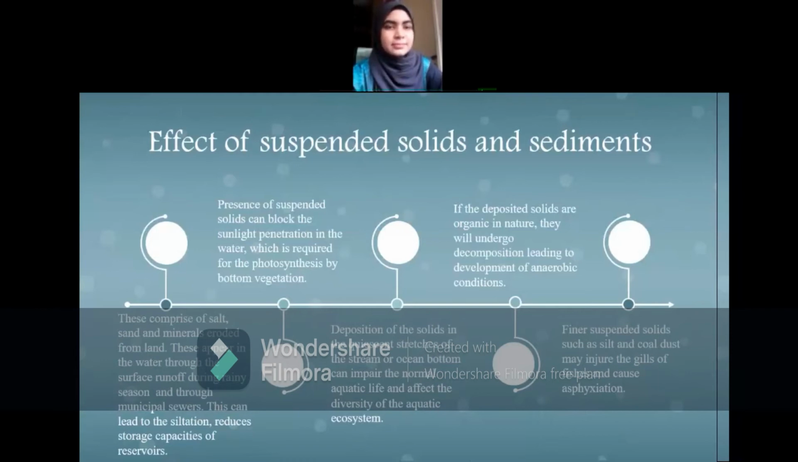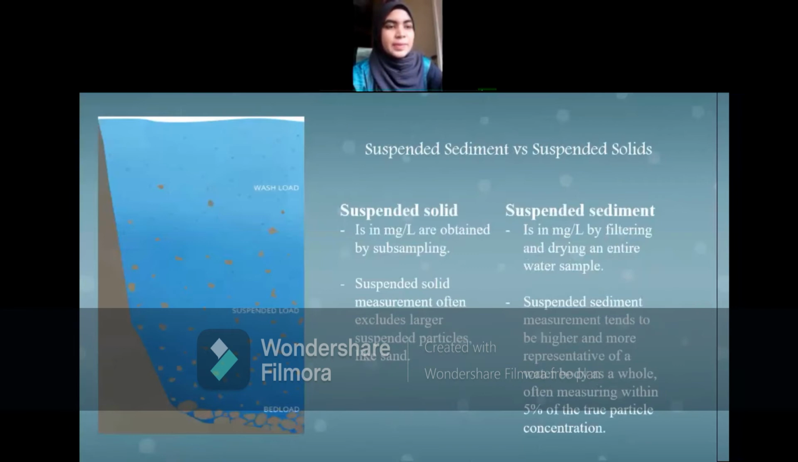Next, despite the similarity in meaning, the data provided by the different measurement methods are neither interchangeable nor comparable. The suspended sediment is measured in milligram per liter by filtering and drying an entire water sample. Suspended solid, while also measured in milligram per liter, are obtained by subsampling.